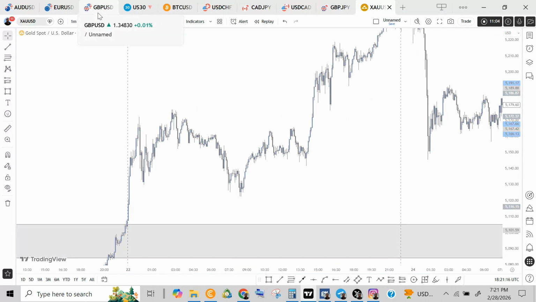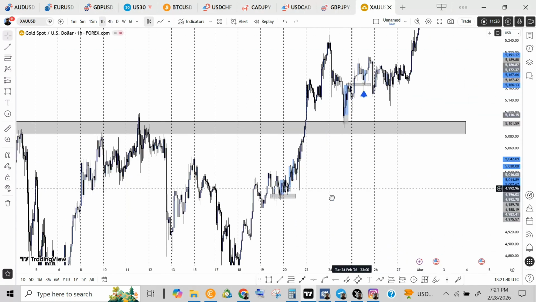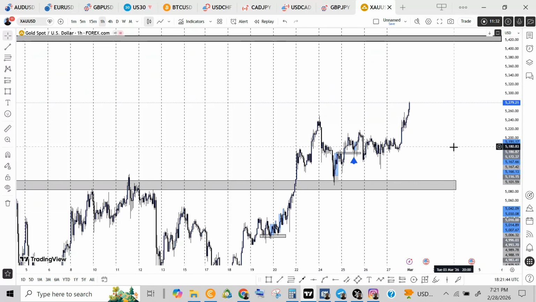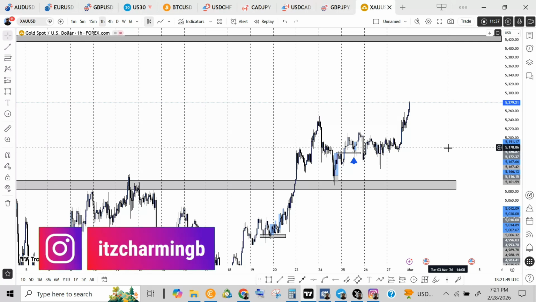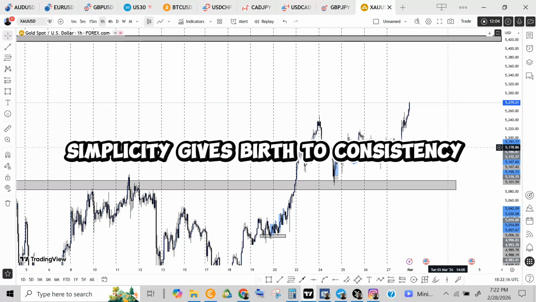Now, the problem I discovered about traders is they like hard things. They want complicated things. They want this fancy stuff. Stick with the simple things. If you want to be consistent in this market, stick with the simple things. The simple ones are the best things. Now, consistency is achievable, but to achieve consistency, you have to apply simplicity. Simplicity gives birth to consistency.